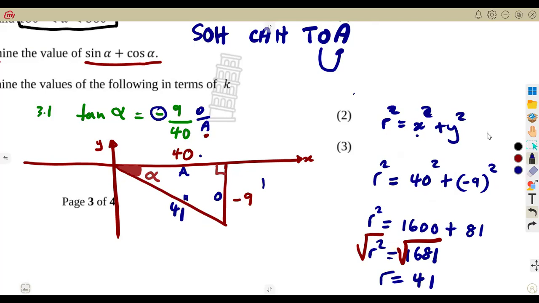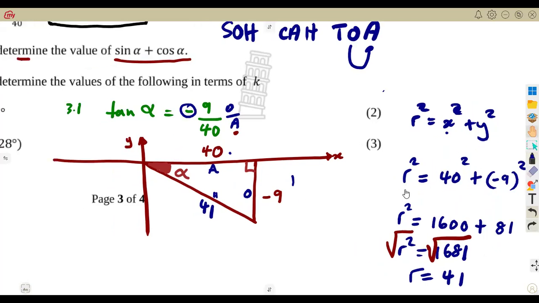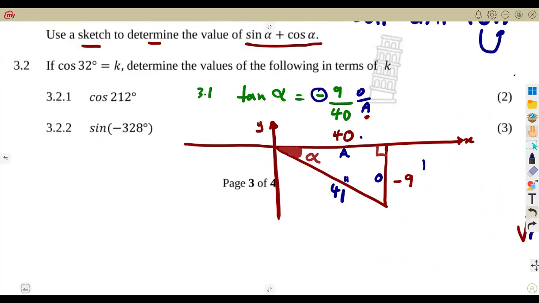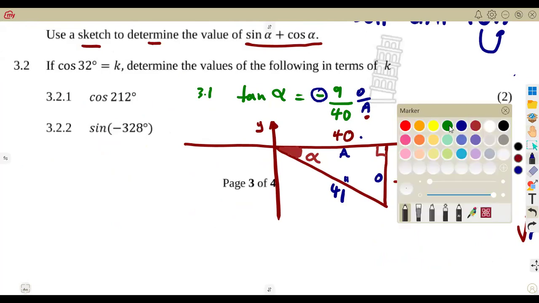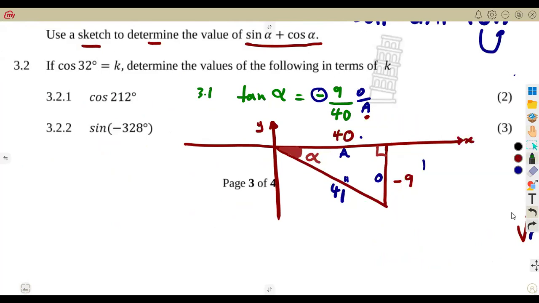You had to use your Pythagoras theorem. After that, you can simplify the question because we've got everything. The triangle is complete. So what is the ratio of what we are given? What is the ratio of sine alpha plus the cos of alpha?